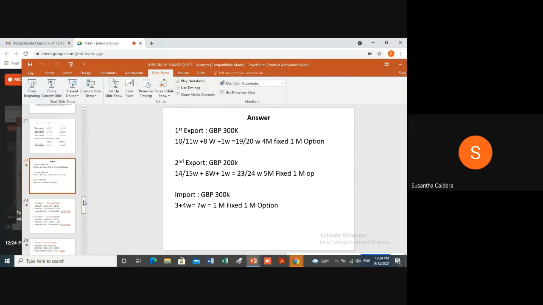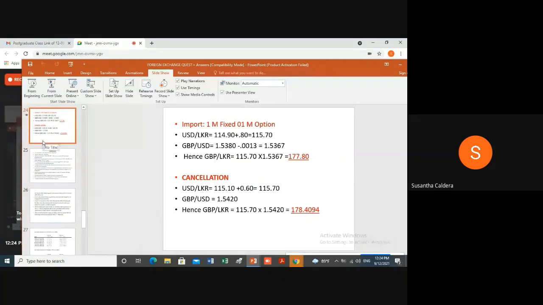Then we'll have to do an adjustment, right? That means the dollar LKR spot rate is 115.10, and we have to adjust 1 month forward. We add 0.60 to get 115.70, because we have to give the best rate, the most profitable rate, to the bank. Then GBP US dollars, the spot rate is 1.5420, and it is a discount.